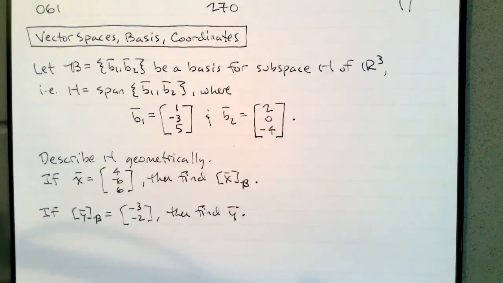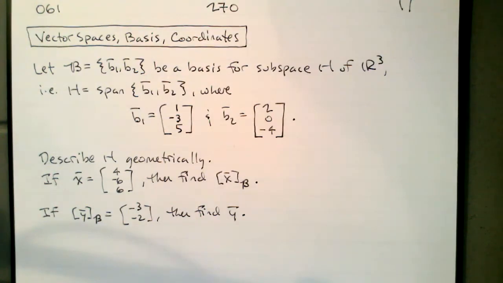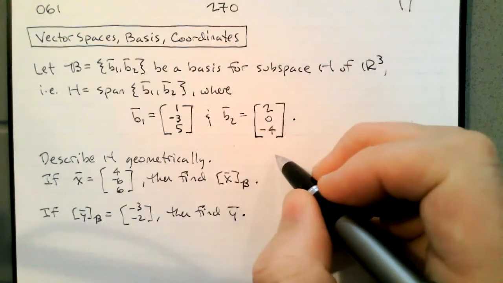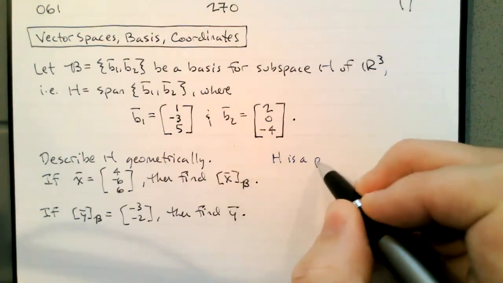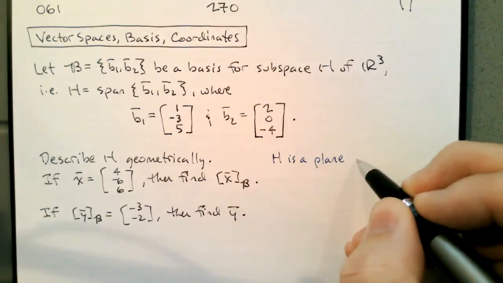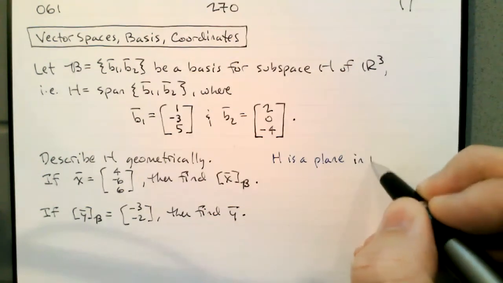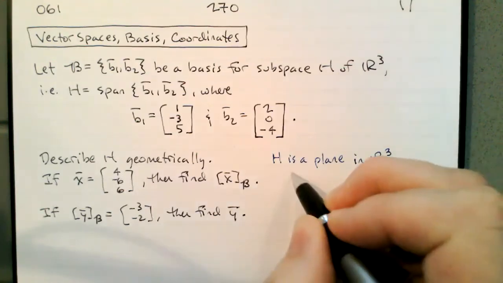since H is a two-dimensional subspace of R3, H is a plane in R3 containing the origin. So geometrically, H is a plane in R3 containing the origin, because a subspace has to contain the zero vector.